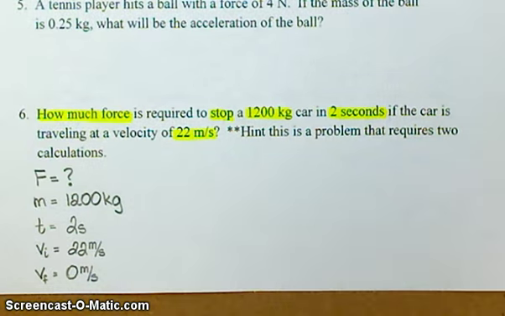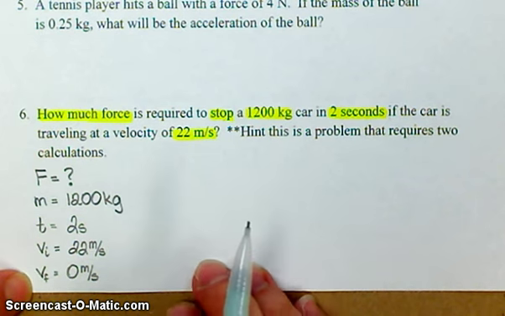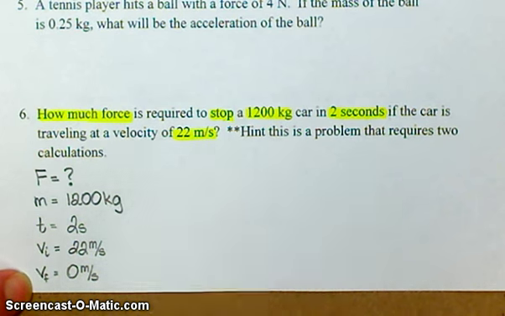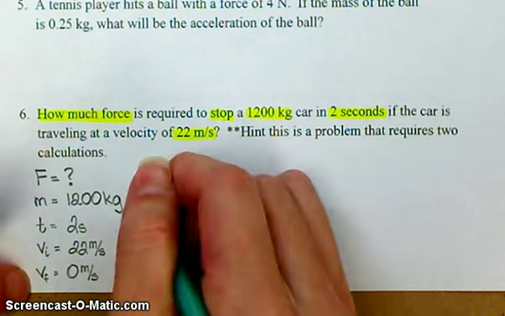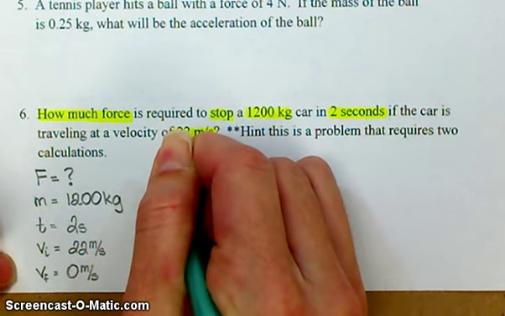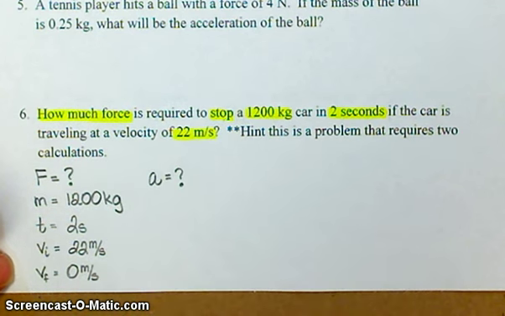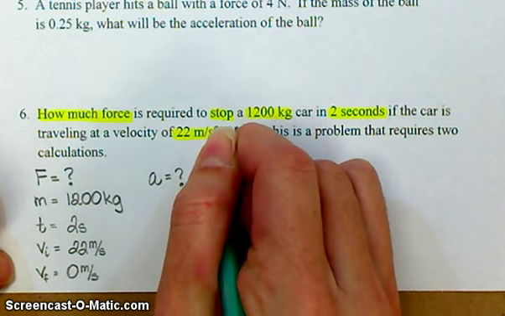Okay, so we have an initial velocity of 22. We have a final velocity of 0 because it says it stops. And so the other thing we actually have to find before we can calculate force is we've got to know what the acceleration is. Would y'all agree with that? Even though it's not stated in the problem, that's the first calculation that we have to do.